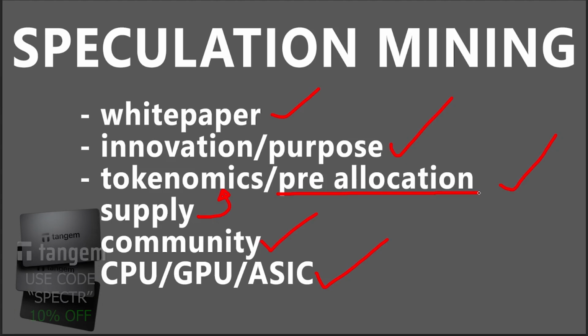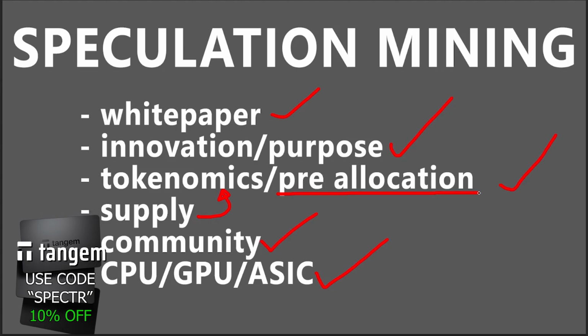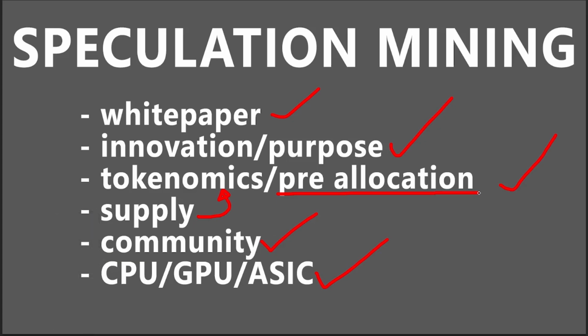If there's pre-allocations to venture capitalists, then it's not really great in terms of the whole ecosystem of the coin, because you have a small amount of people holding a lot of supply. And that basically means that they can dump off whenever they want. It can cause price dumps as well. So your speculative mining is based around their ability to buy and sell the coin because they have so much of it. When we're looking at that, we want to look for nothing with pre-allocation.